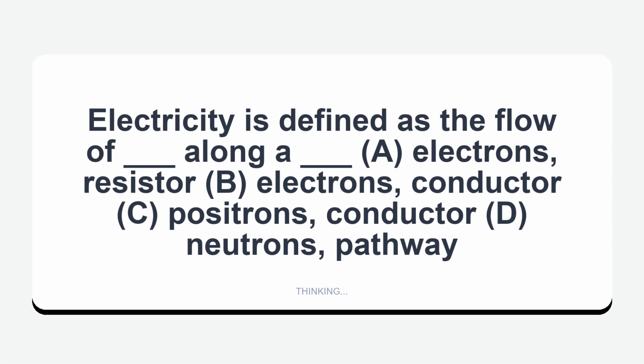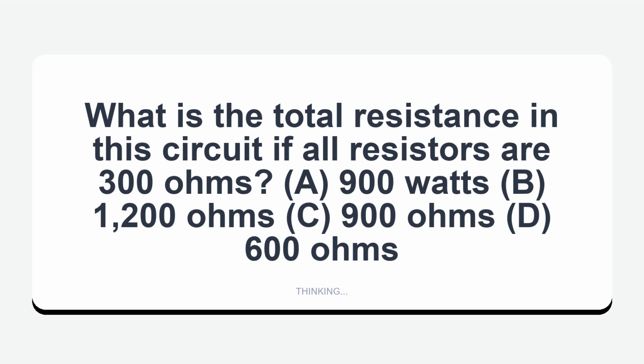Electricity is defined as the flow of ___ along a ___. A. electrons, resistor, B. electrons, conductor, C. positrons, conductor, D. neutrons, pathway. B. What is the total resistance in the circuit if all resistors are 300 ohms? A. 900 watts, B. 1200 ohms, C. 900 ohms, D. 600 ohms. C.